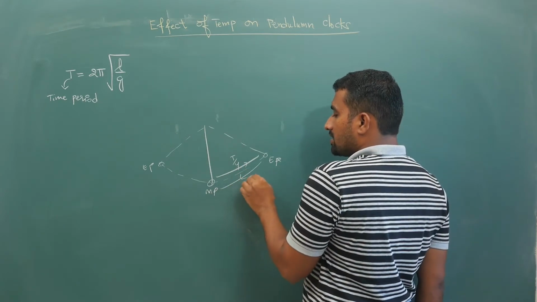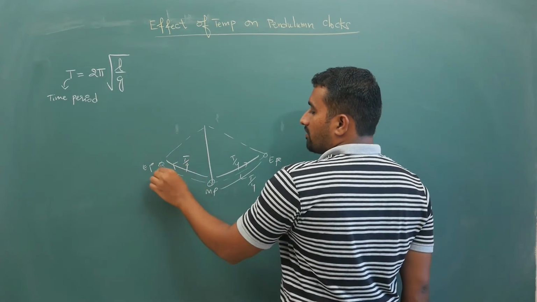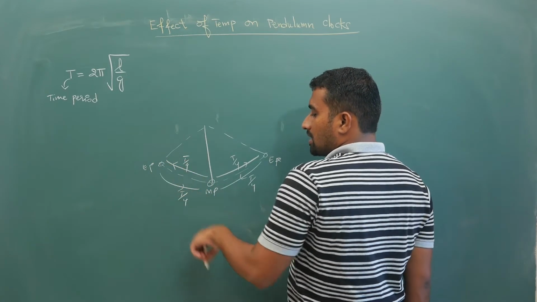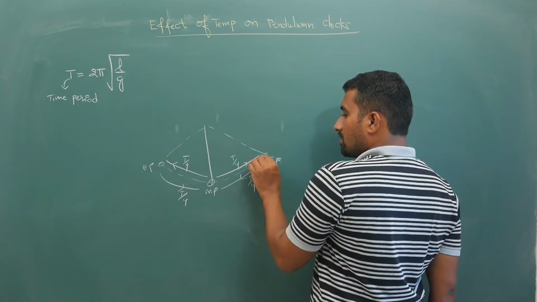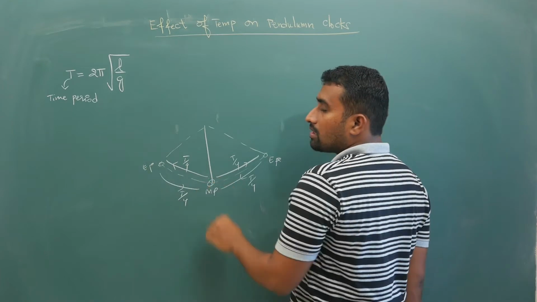To come back it is T by 4. Then to go to the extreme position once again T by 4, and then to come back it is T by 4. Okay, from here to here T by 4, here to here T by 4, here to here T by 4, here to here T by 4.